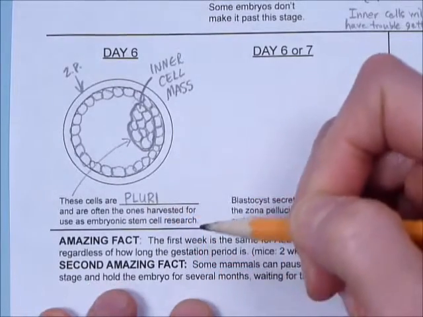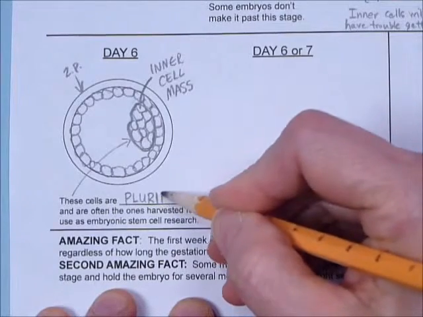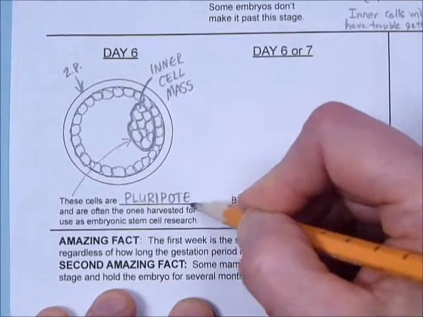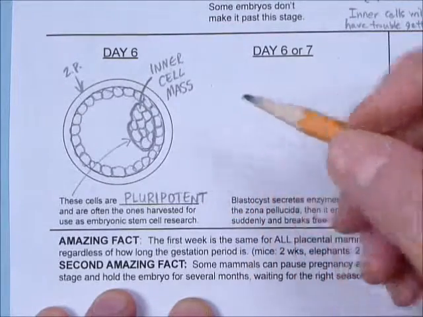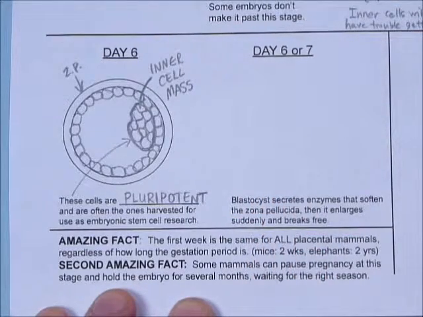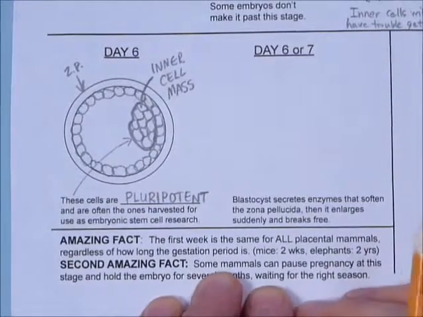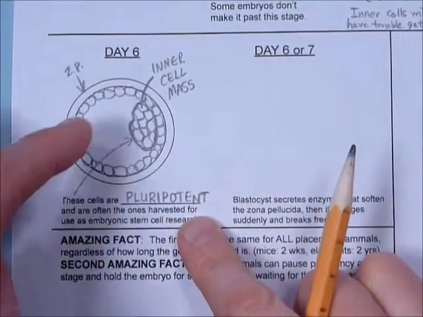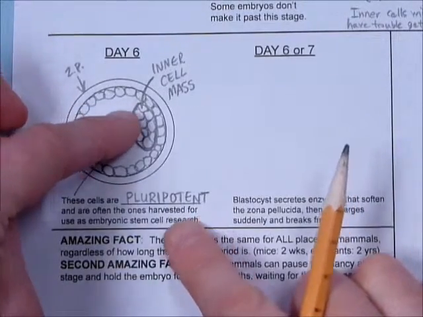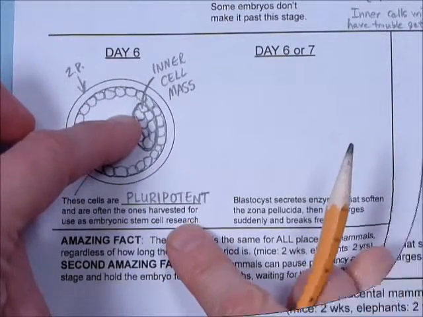P-L-U-R-I, pluri means many, and then potent, we already met, means powerful or capable. Now, these are not totipotent, not totally capable, but these are pluripotent, many capable. So this is just a tiny, tiny step down from totipotent. But they're still very flexible cells that can turn into many different things. So therefore we call them pluripotent. And you also see in the note that these are cells that are often harvested for embryonic stem cell research.